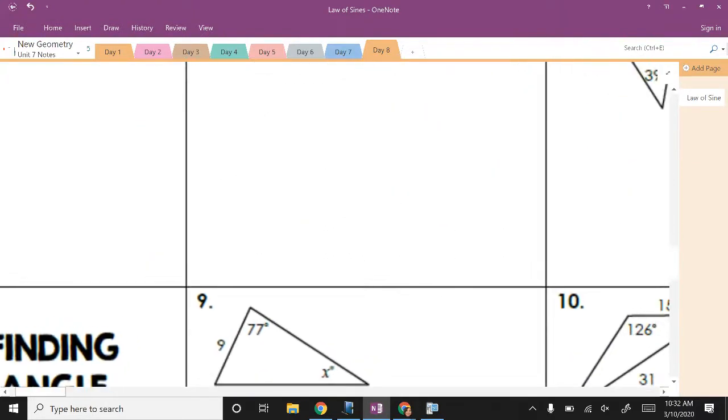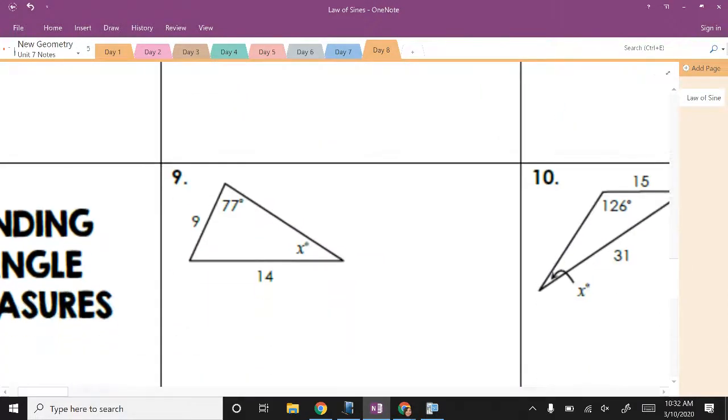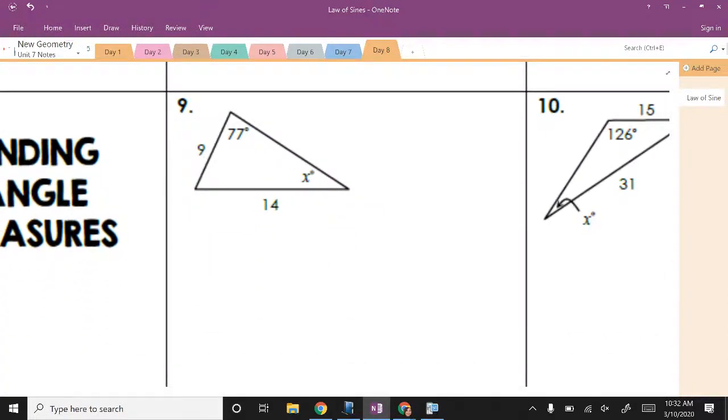Go down to number 9. So notice that our X is an angle measure this time, right? Eventually we're going to have to do what if X is an angle measure? Use the inverse sine function. Very good. So that's going to be a slightly different calculator punch when we get there.